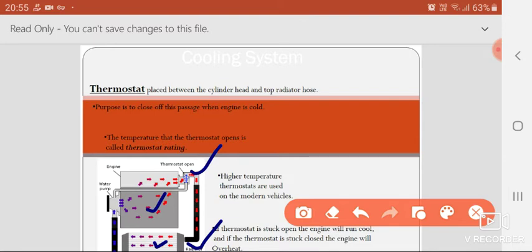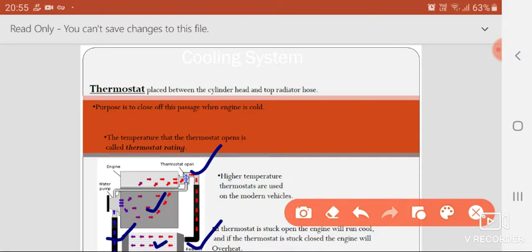You can see in the engine, as the coolant gets hotter, it moves up at the top part and comes to the radiator because it is the hot part. It gets cooled due to the fan in the radiator, and the cold part comes through the lower hose. This is the upper hose and the lower one is the lower hose. It comes through the lower hose, goes to this line, comes to the water pump, and through the water pump it comes to the engine again.